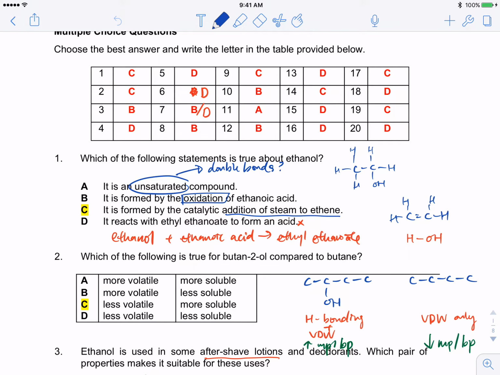C, it is formed by the catalytic addition of steam to ethene. This is correct because here is ethene and here is water. How it works is it will join like this, so that will form the alcohol that you see here. D, it reacts with ethyl ethanoate to form an acid. That's wrong because ethanol plus ethanoic acid gives you ethyl ethanoate, not the other way around.